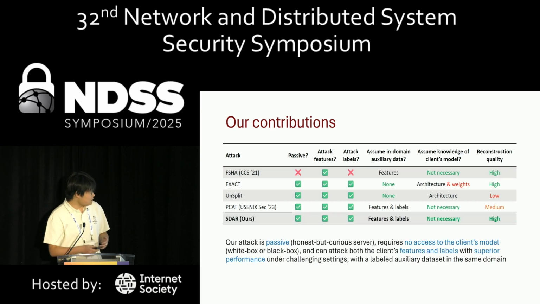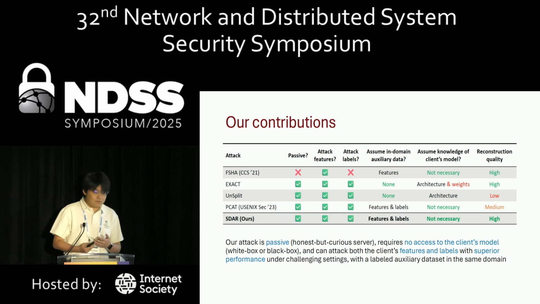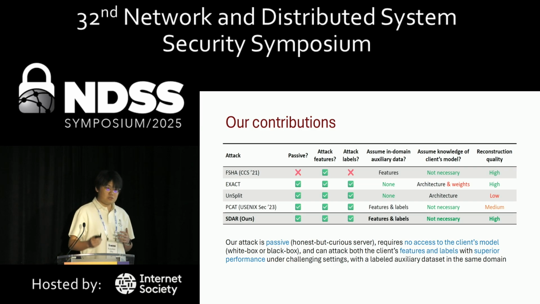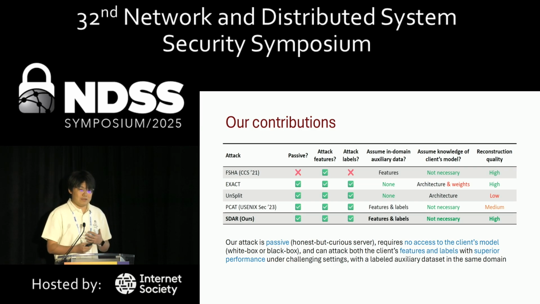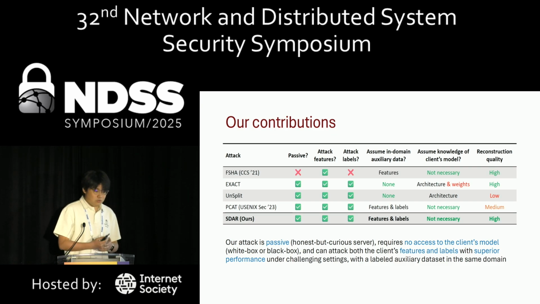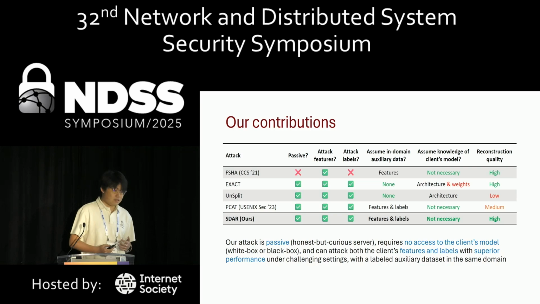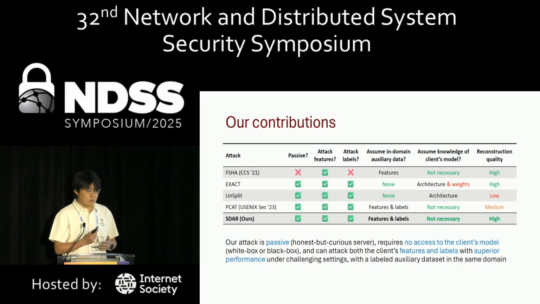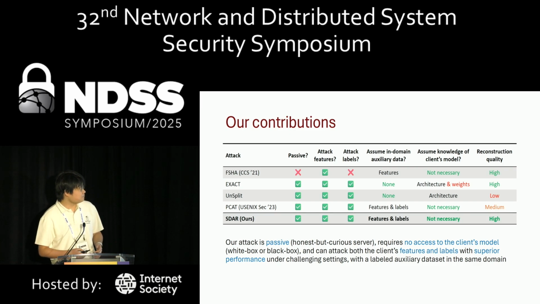Our paper considers the same threat model as the current SOTA passive attack, PCAT. In particular, we consider a passive setting where the server is honest but curious. It never tampers with the SL protocol. It always sends honest messages to remain stealthy and undetectable. Also, we require no access to the client's model, whether white box or black box. Our attack can target both the client's features and labels in the U-shaped setting, with better performance than PCAT in challenging settings. The only thing we require the server to have is a labeled auxiliary dataset that is in the same domain as the client's datasets. This is also the same assumption as for PCAT.